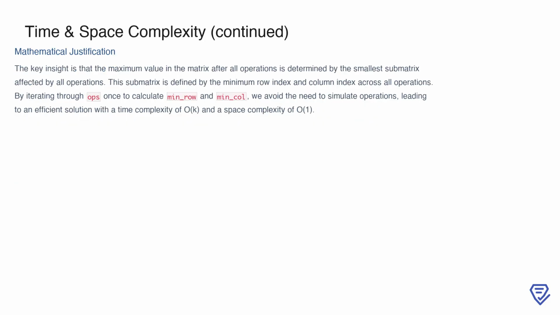The mathematical reasoning behind this optimization lies in the observation that the maximum value in the matrix after all operations is determined by the smallest submatrix affected by all the operations. This submatrix is defined by the minimum row and column indices across all operations. By iterating through ops just once to calculate min_row and min_col, we effectively determine the size of this submatrix without having to simulate the operations themselves. This insight allows us to achieve a time complexity of O(k), and a space complexity of O(1), making the solution both efficient and scalable for larger inputs.